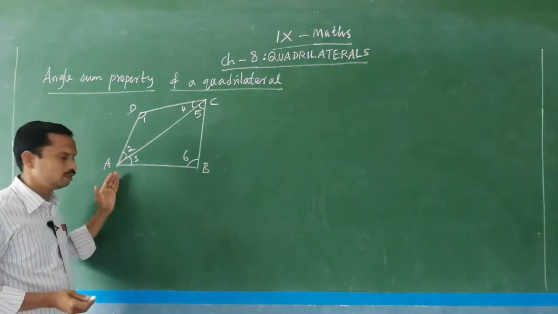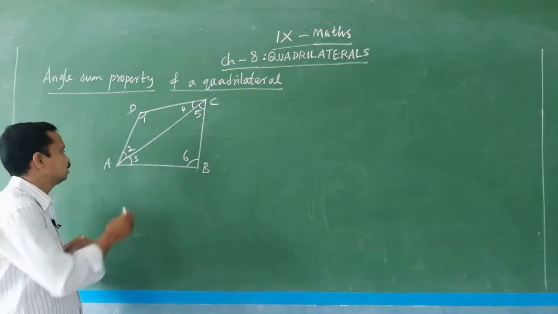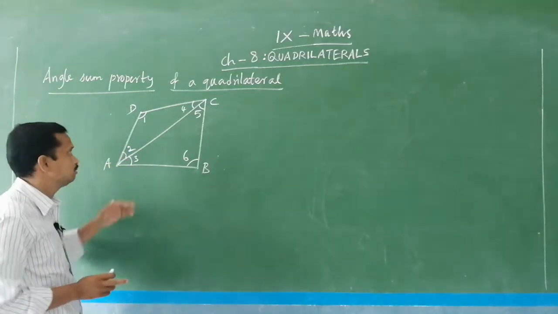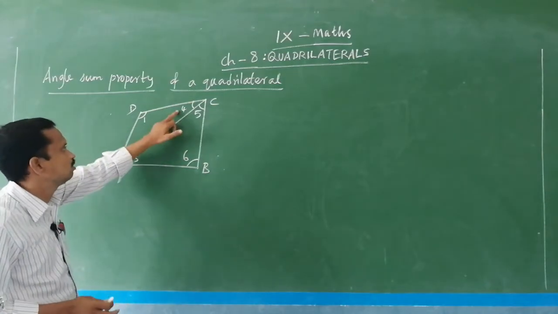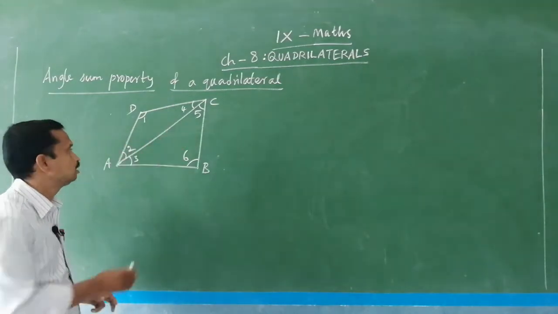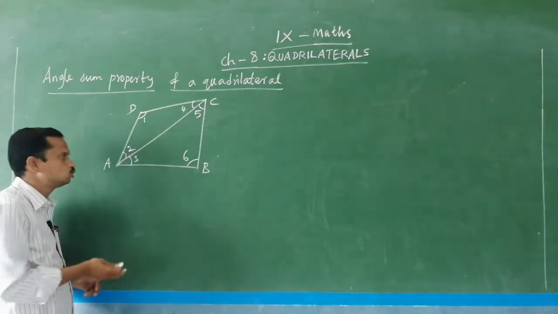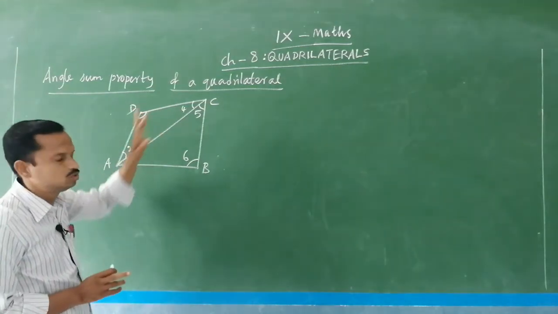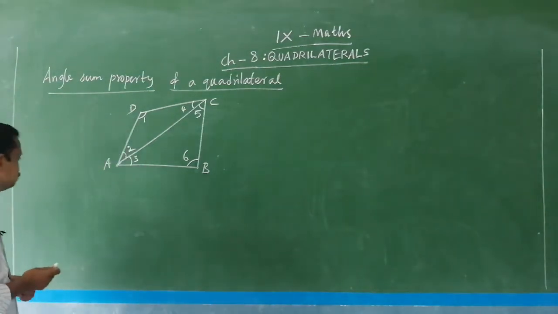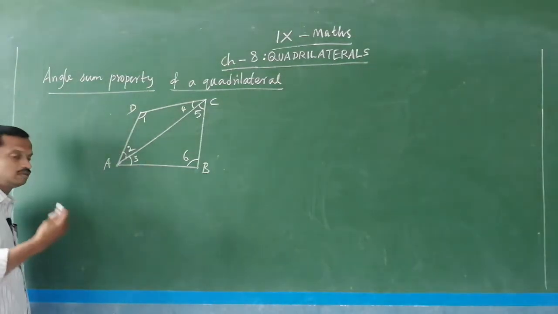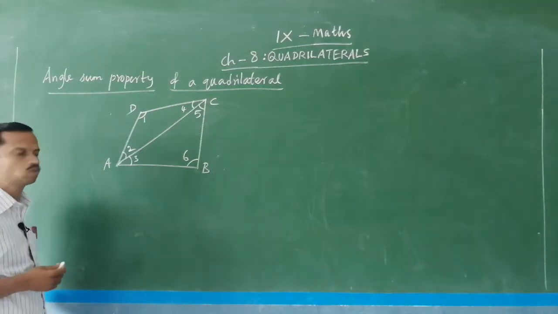And angle A is divided into 2 angles, that is angle 2, angle 3. I am naming them just by number. Angle 1, angle 2, angle 3, angle 4, angle 5, angle 6. So this angle A is split into 2, that is 2 and 3, and angle C is split into 2 angles, that is angle 4 and angle 5. And now let us find how to get the angle sum of the quadrilateral.